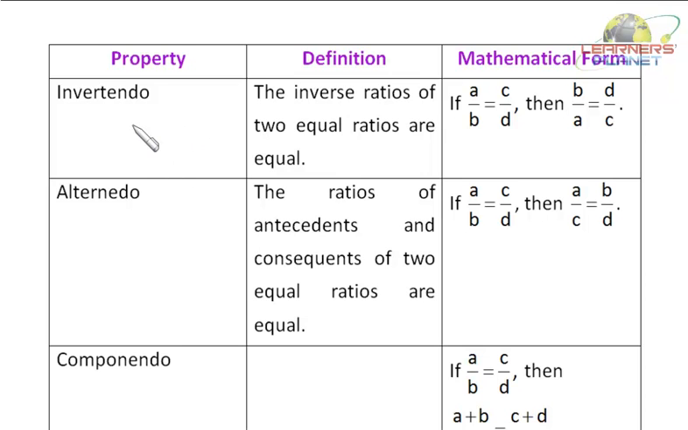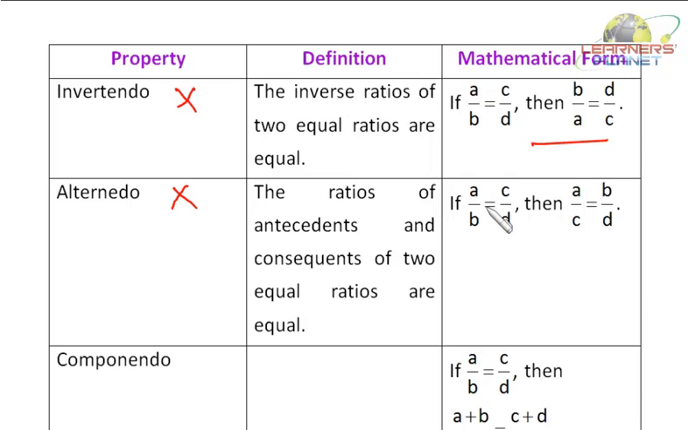Now let's see some properties of ratios. It is invertendo. The inverse ratios of two equal ratios are equal. That means if A by B is equal to C by D, then the inverse of that, that is B by A, will be equal to D by C. The next property is that the ratios of antecedents and consequents of two equal ratios are equal. You don't have to worry much about the terminologies. You just see the concept, what we can do with the ratios.